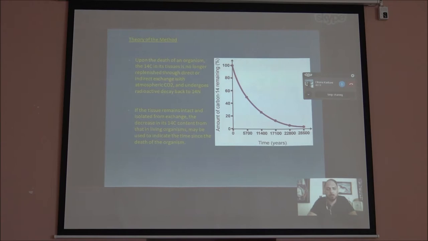In the plot, we can see a living organism that has 100% carbon-14 in the tissue. After the death of the organism, the carbon-14 will start to decay, and in 5,700 years, which is the half-life of carbon-14, we will have half the content that we had in the beginning, 50%. This will go on to approximately 28,500 years, when the content of the carbon-14 will be very, very small inside the tissues of the animal or the plants.